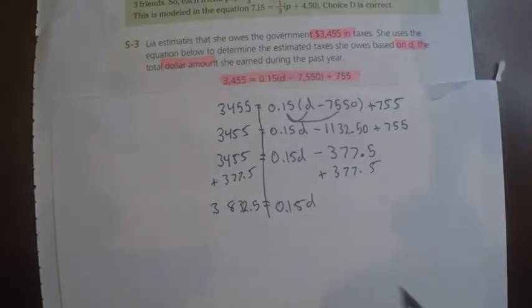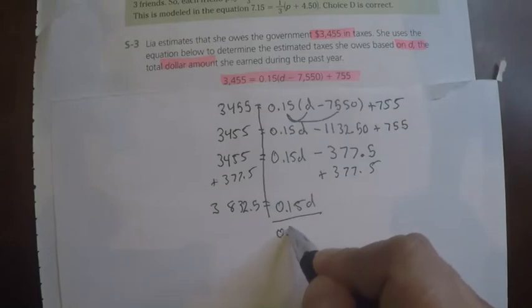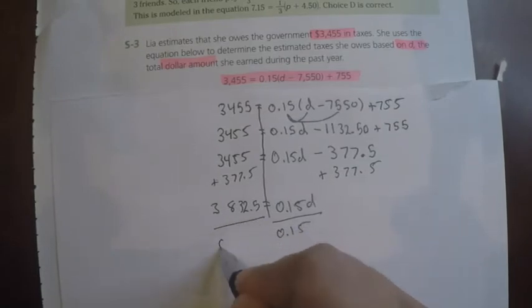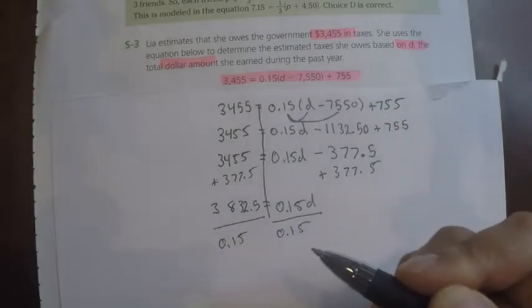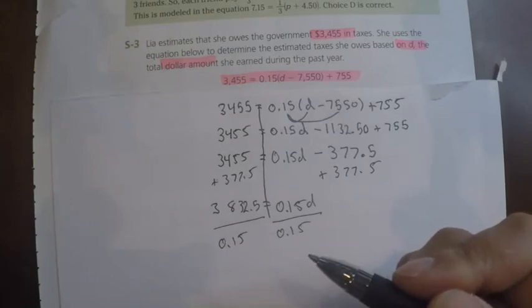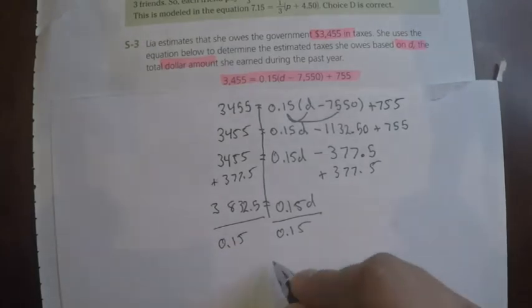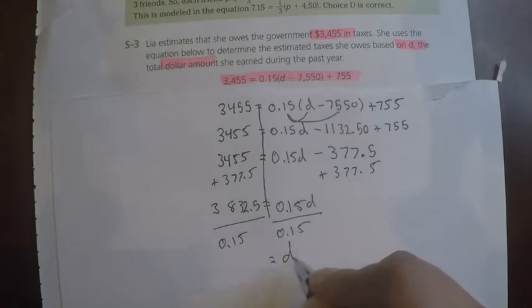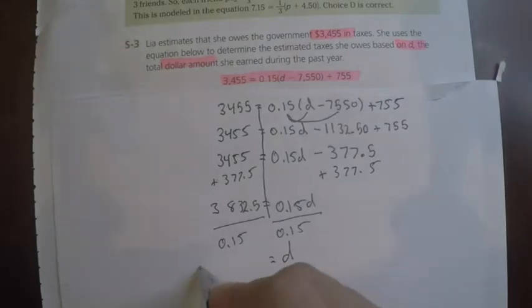Now to get d by itself, we divide both sides by 0.15, and we get that d, the total dollar amount that she earns, is $25,550.